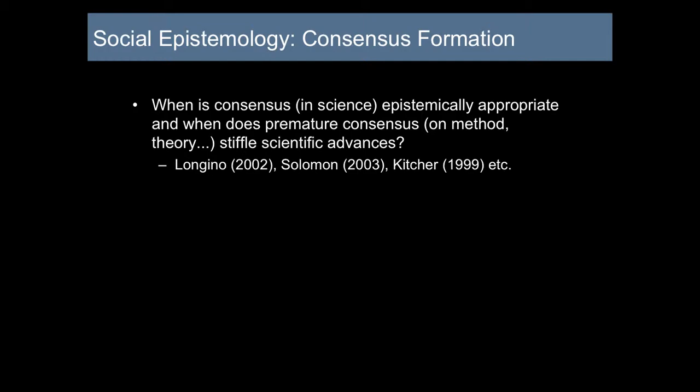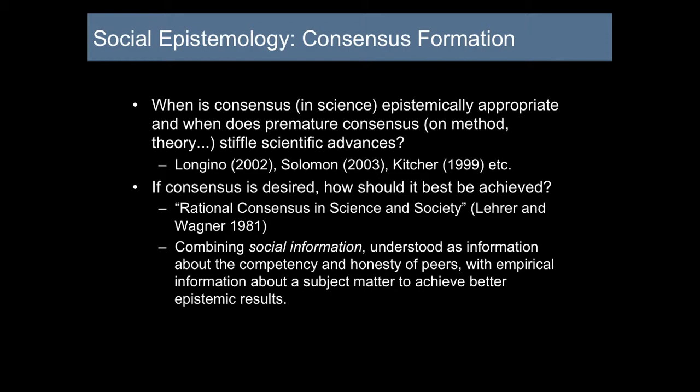Consensus formation is yet another important topic within social epistemology. And it basically refers to the question when consensus in science is epistemically appropriate, and when does premature consensus on specific methods or specific theories in different scientific fields stifle scientific advances. And here there have been many contributions by, for instance, Longino, Solomon, Kitcher, but many others as well. The second question is then, if consensus is desired, how should it best be achieved?